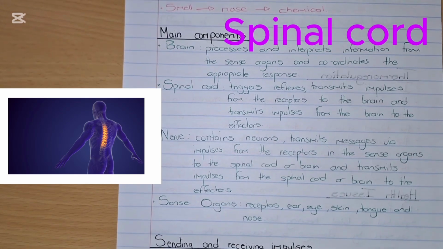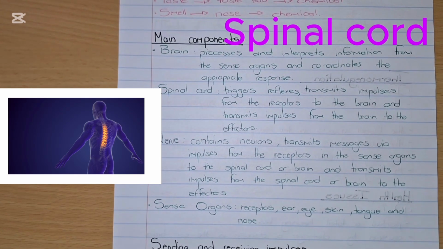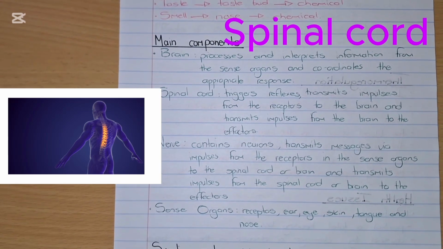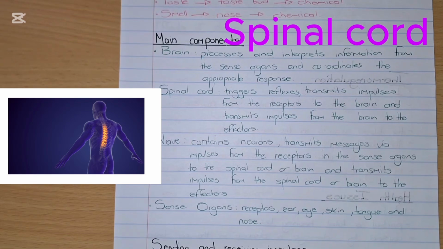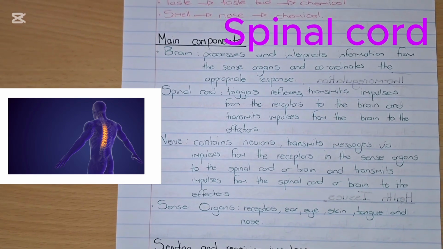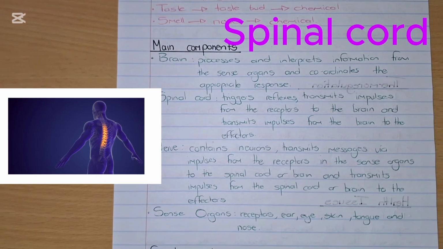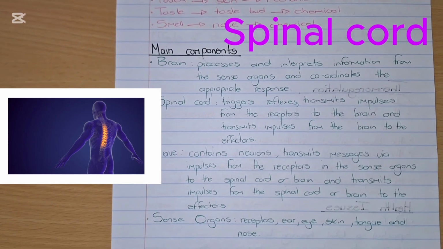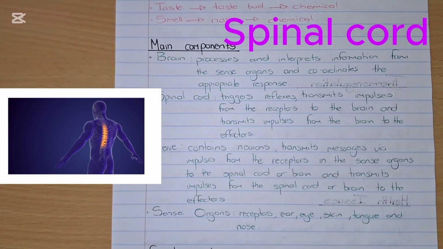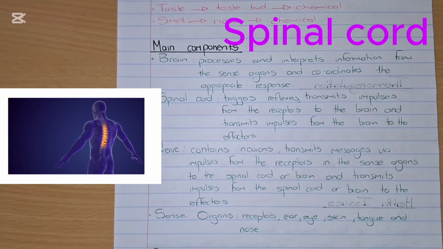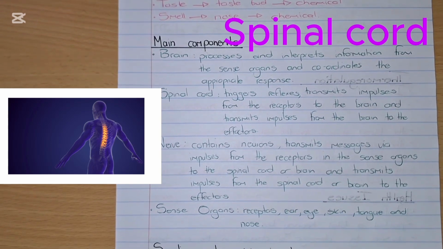So it triggers reflexes and transmits impulses. An impulse is an electrical signal from the receptors, and receptors are cells that can detect and respond to stimuli. They are found within your sense organs. So in your ears, your eyes, your skin, your tongue, your nose, there are receptors there. Okay? So it transmits impulses from the receptors to the brain and transmits impulses from the brain to the effectors. Your effectors are like your muscles.